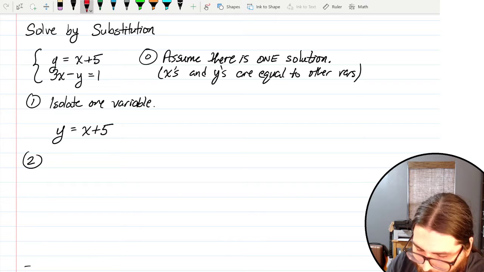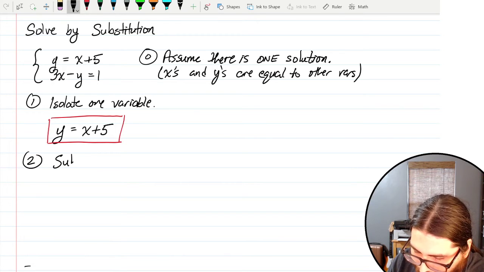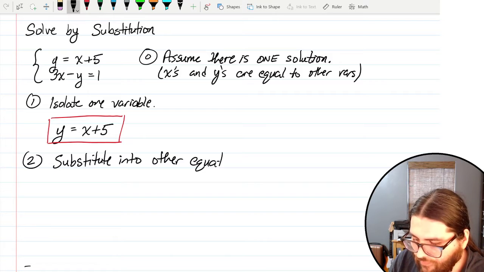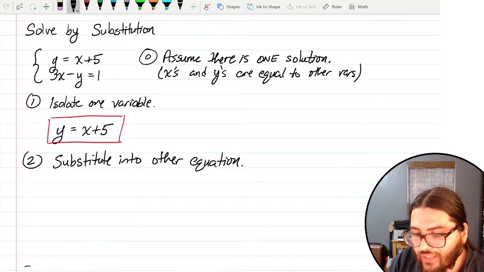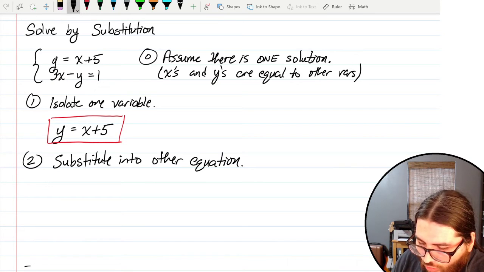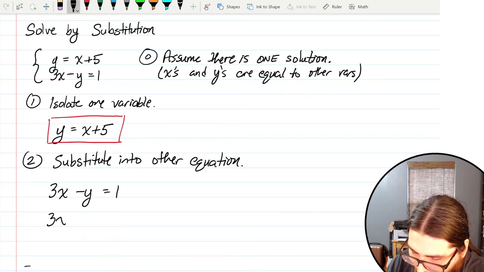Once we have that, we will substitute this into the other equation. You can't plug it where you started, because if you plugged it back into the same place where you started, that's circular logic, right? You'd end up with like 5 equals 5 or something like that. It wouldn't work out. You wouldn't actually be able to find a number at all. So I'm going to start with the other equation, 3x minus y equals 1. And then I'm going to plug in y equals x plus 5.